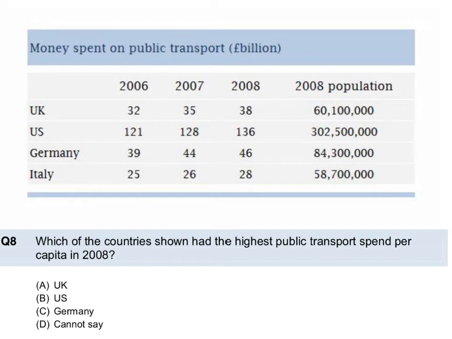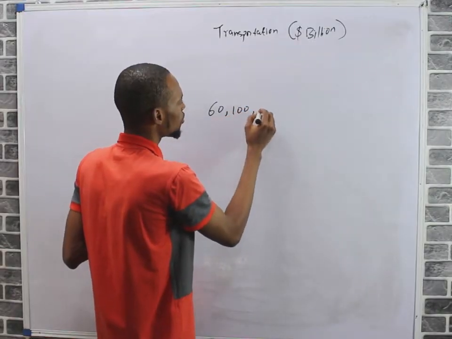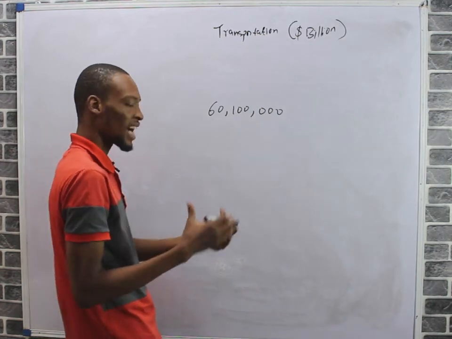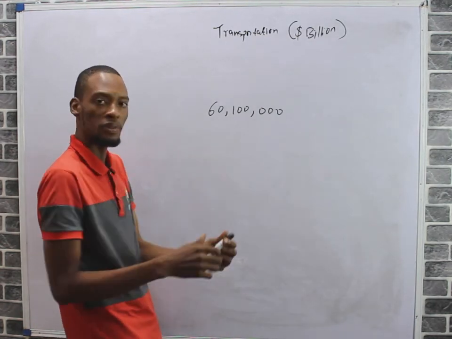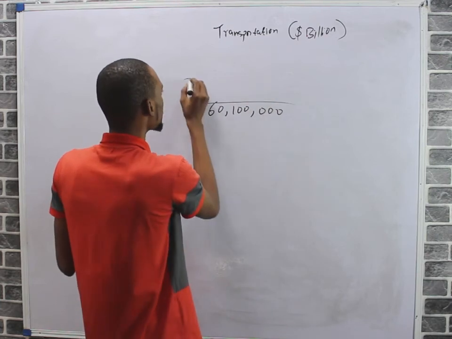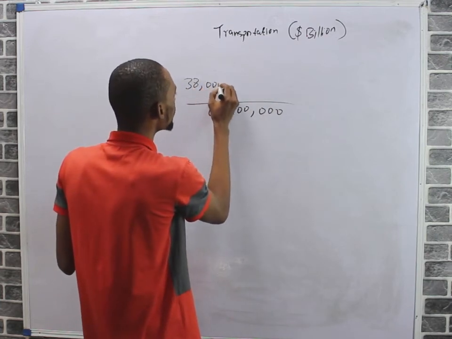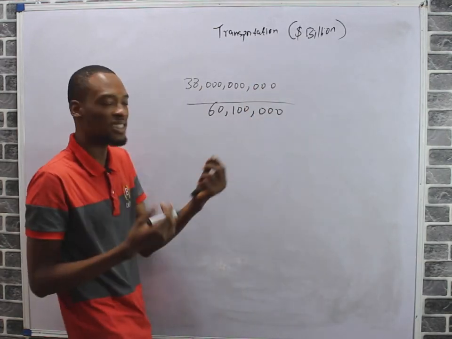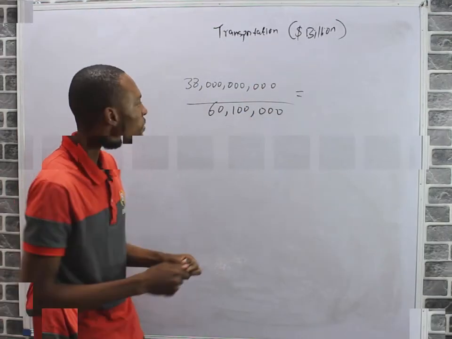So let's bring this out. In 2008, UK had $38 billion. They spent that on transportation, and their population is 60,100,000. If this is the population and we are looking for the amount they spent per population, it will simply be 38 over 60,100,000. You know why I brought out the zeros? It will not be hard to solve.